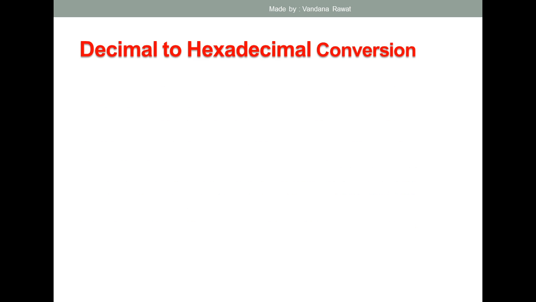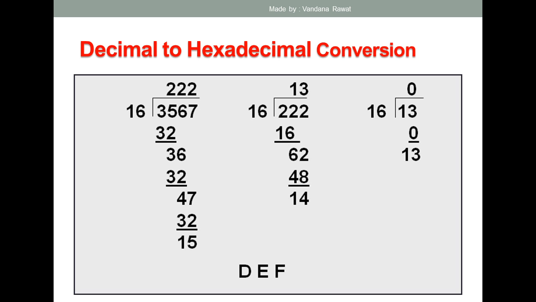Now come to one more example, that is 3567. This is one decimal number. You just convert it into hexadecimal. You can try it on your own, but I'm telling you how to convert it. If you have not understood, first of all divide this number by 16. So 16 twos are 32, then you are getting 36, then 16 twos are 32, then you are getting 4, then it will be 47. So 16 twos are 32, that means at last you are getting 15. So this 15 will be written as F.